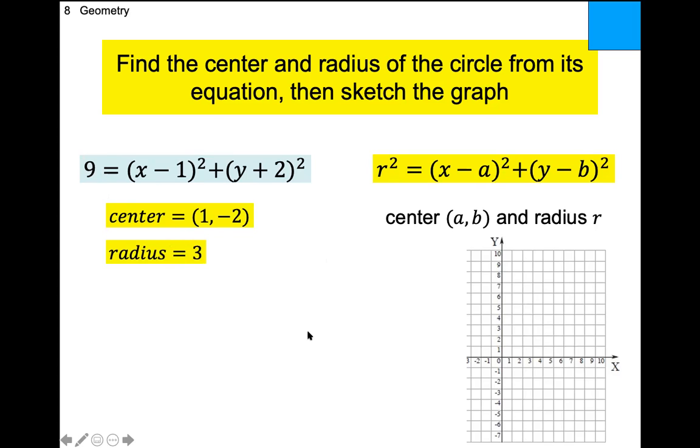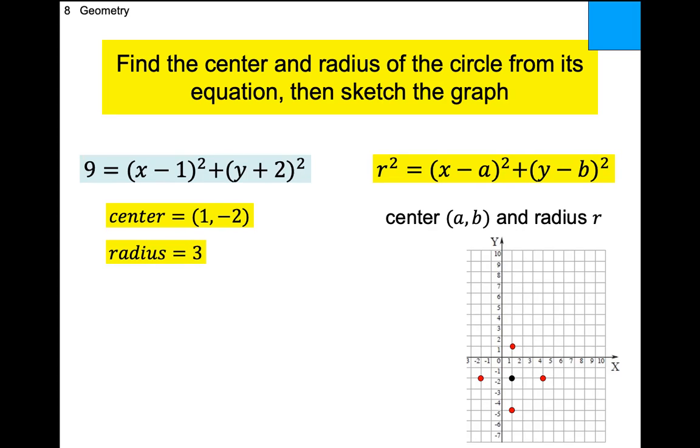Okay, so how would you draw this? Well, you'd start with the center, 1, -2, so put a dot there. The radius is 3, so let's see. If I go to the right 3 squares, or go up 3 squares, I get that dot. I go right 3 squares, I get a dot, down 3, left 3. Well, that makes a square. That doesn't make a circle. So how do you make a circle?